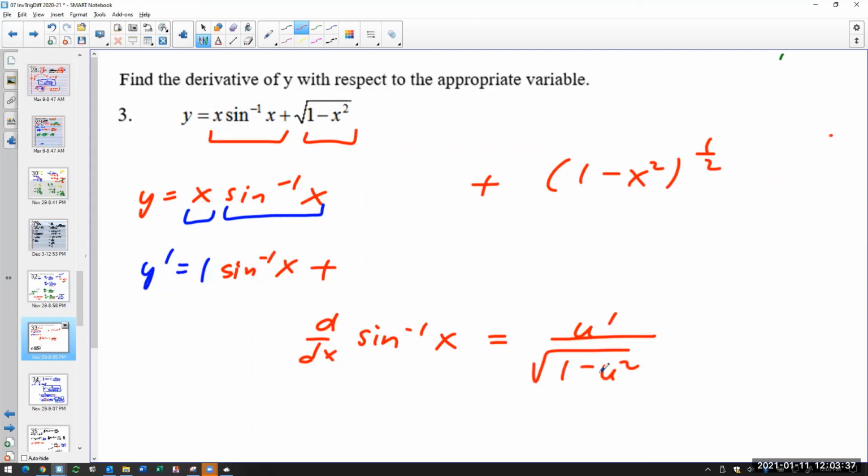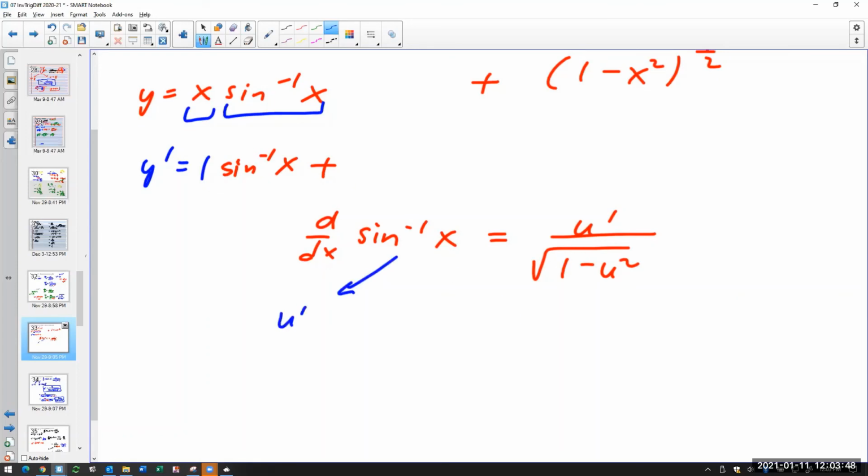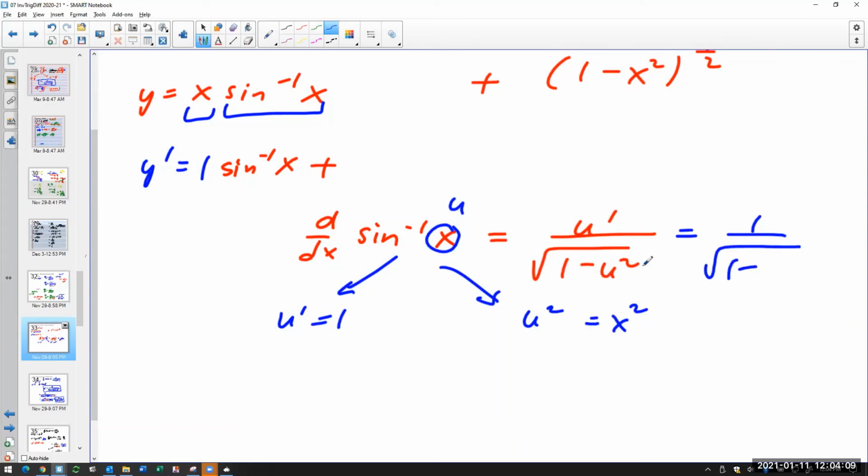So I'm just going to take it to the side of my paper and figure out what the derivative of arc sine is. Now split this up into u prime and u squared. This is my u right here. So what's the derivative of x? 1. What's u squared? x squared. Then you just plug into this u prime over square root of 1 minus u squared. So u prime is 1. Square root of 1 minus, I just copy the 1 minus. u squared, do I know what u squared is? x squared. So guys, this right here is the derivative of arc sine of x.